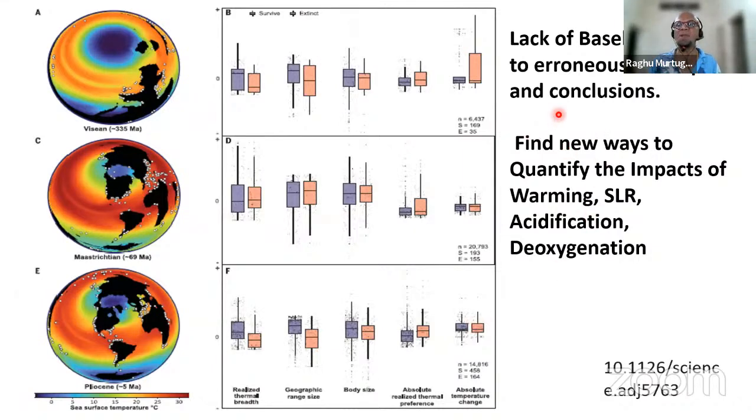Ecosystems in general suffer from lack of baselines. So when people say species went extinct and then 10 years later we say, oh, we found it again, we are always dealing with baseline issues. This paper here uses statistical reconstruction of past climates. So going back to 335 million years ago, 69 million years ago, and 5 million years ago to understand how species have survived or gone extinct based on thermal breaching of their habitat preference, geographical range, body size changes, absolute thermal preference, and so on and so forth. I won't go into the detail. Basically, I'm saying that you need to establish baselines somehow.